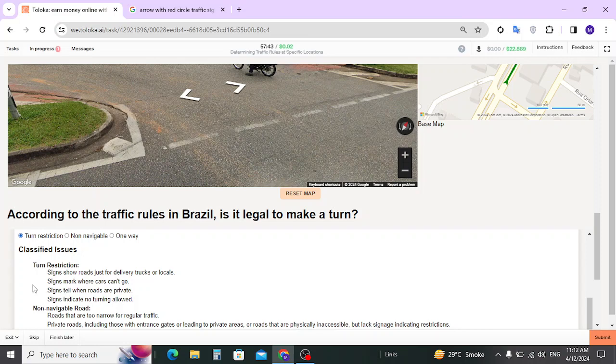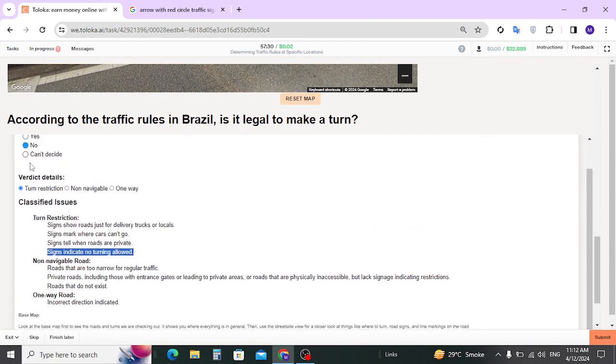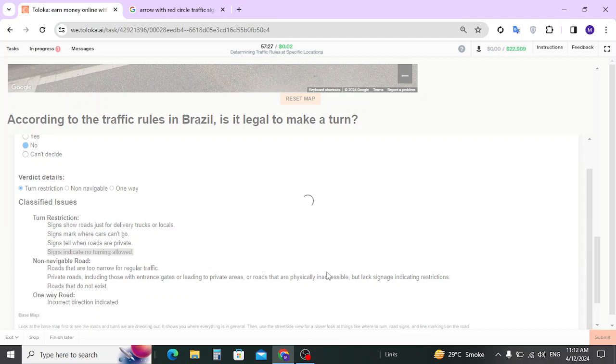Whenever you are restricted to make a turn, the sign shows roads just for delivery trucks or local. No. Sign makes where cars can't go. No. Sign where roads are private. No. Sign indicating no turning allowed. Here this sign is indicating that you are not allowed. So you should make this verdict turn restriction to submit.